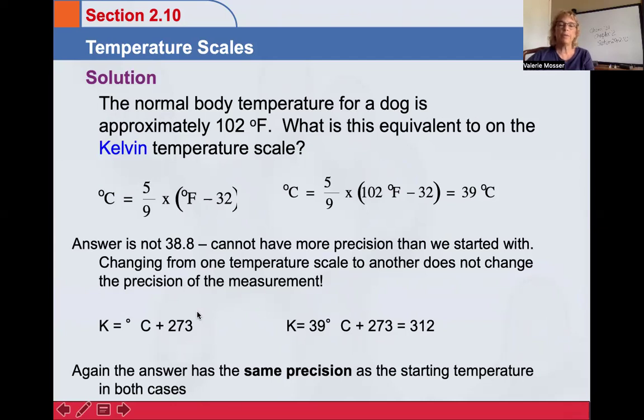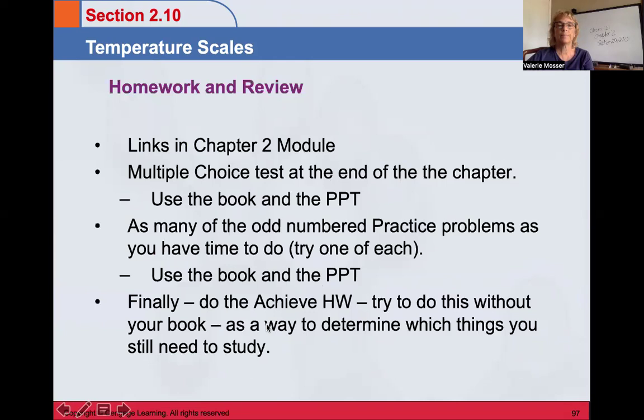But then when you add your 39 to 273, pay attention to your sig figs. This one's precise to the ones place. This one's precise to the ones place. So this one has to be precise to the ones place. So now you have the rules of addition and subtraction. So that's everything. That's the end of this section, and it's the end of chapter 2.